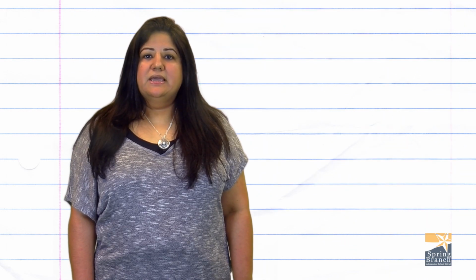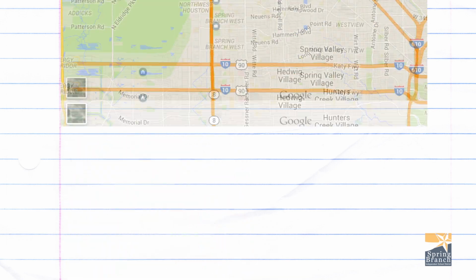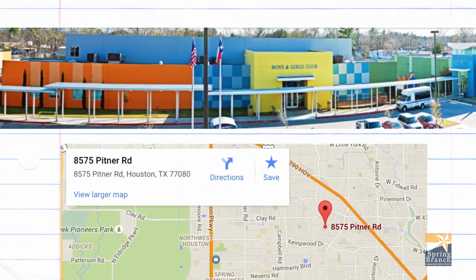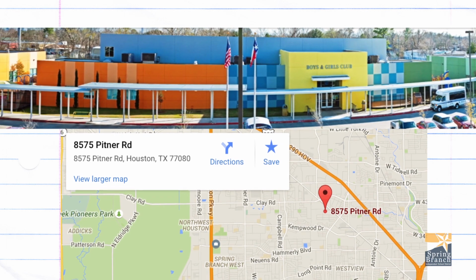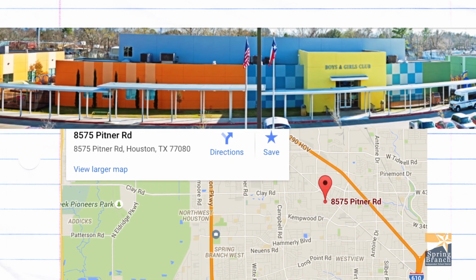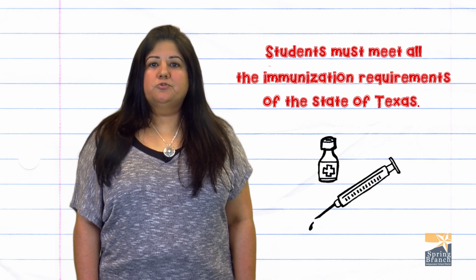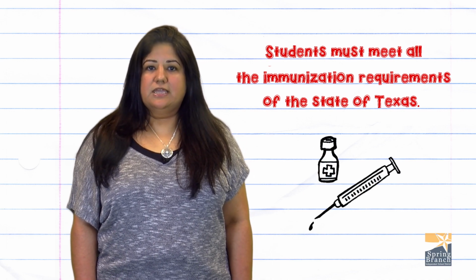Several agencies make it easy to get your child low-cost or free immunizations. At the beginning of every year, the Spring Branch Family Development Center hosts a back-to-school health fair in which free immunizations are provided to all students attending Spring Branch schools who may need them. Children wishing to be enrolled must meet all the immunization requirements set forth by the state of Texas.